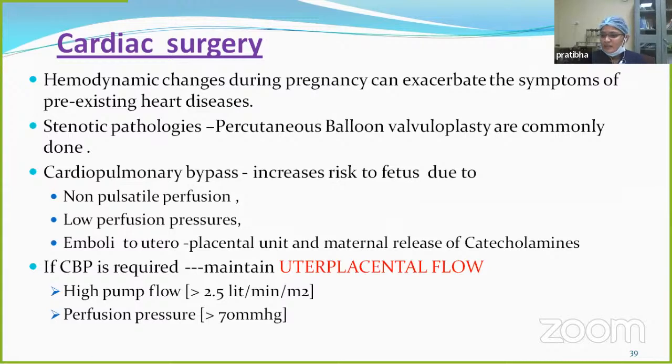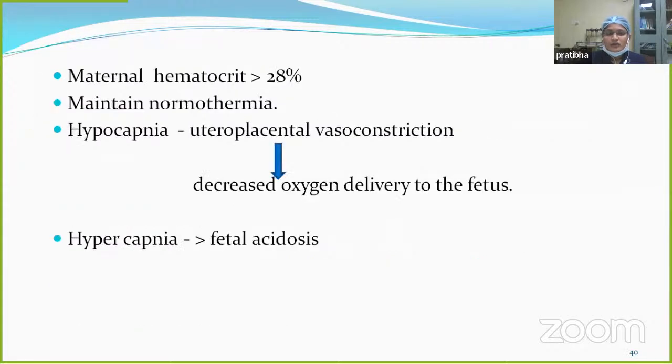If cardiopulmonary bypass is required, maintain uteroplacental blood flow and high pump volumes of more than 2.5 liters per minute, and the perfusion pressure should be more than 70 mm of Hg. Maintain adequate hematocrit levels and maintain normothermia. If there is hypocapnia, uteroplacental vasoconstriction will be present, there will be decreased oxygen delivery, and fetal distress will be present. And if there is hypercapnia, there will be fetal acidosis.